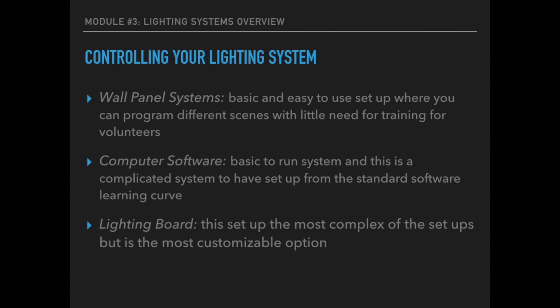I've seen those done before in smaller churches, but the best affordable option really is the wall panel system, where you can program certain sequences of scenes, and we'll look at a picture in just a second. You just press a button and it fades all your lights to that scene. The more customizable option is the computer software, which has a similar design. It's based off of scenes. It's very easy to run, but it can be complicated to set up.